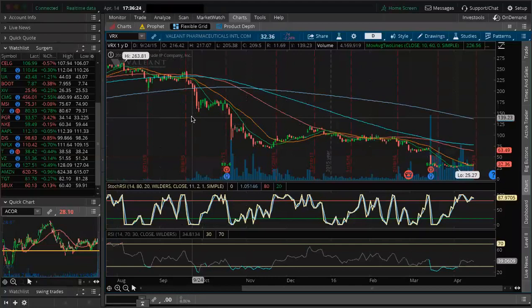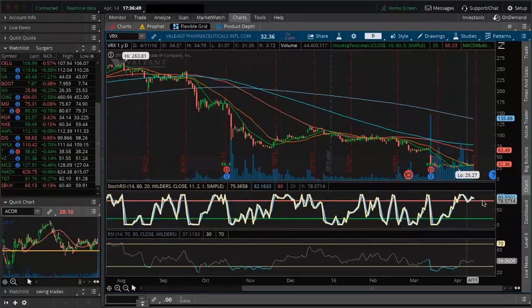Today we're going to be going over the stochastic RSI and the RSI indicators in general and how to use them properly. So just the basics of the RSI, how it's put together. It compares the recent gains with recent losses, and by doing that, it determines whether something is oversold or overbought. It's on a scale from 0 to 100.